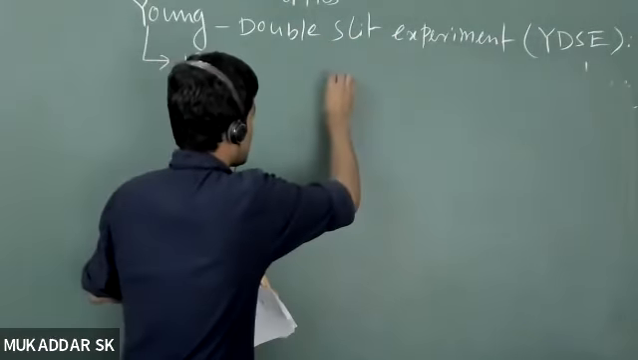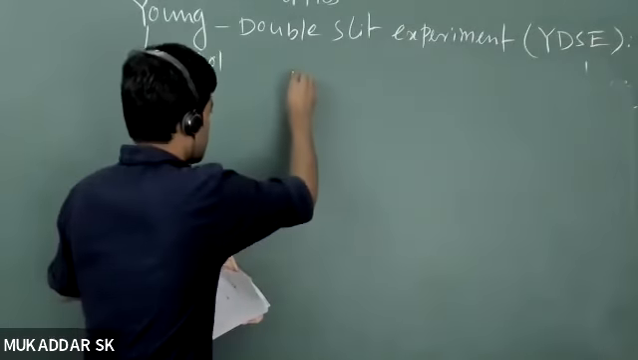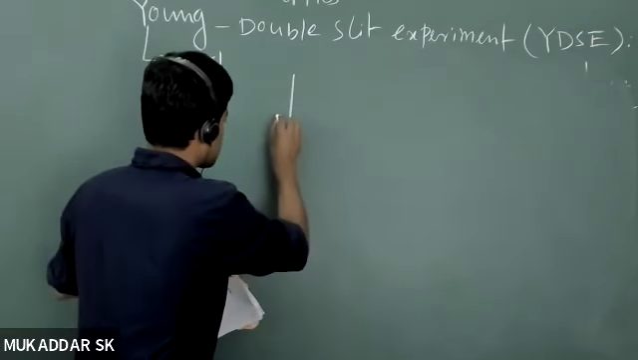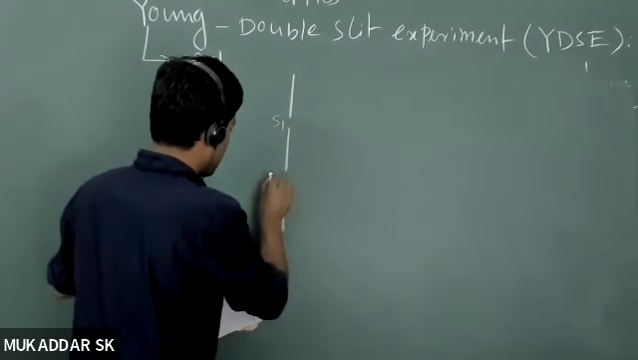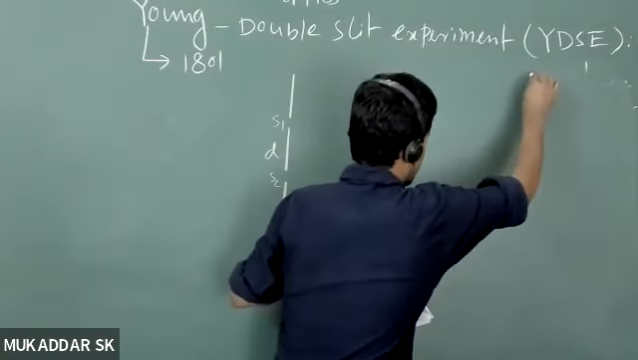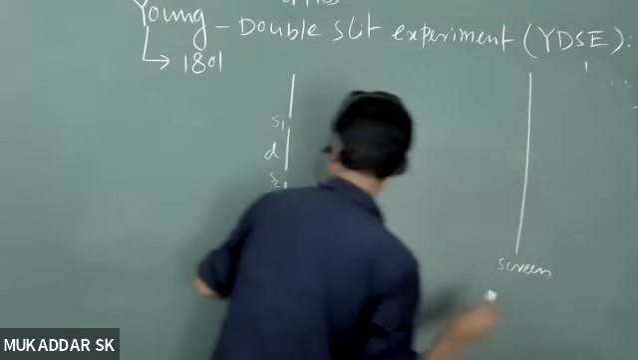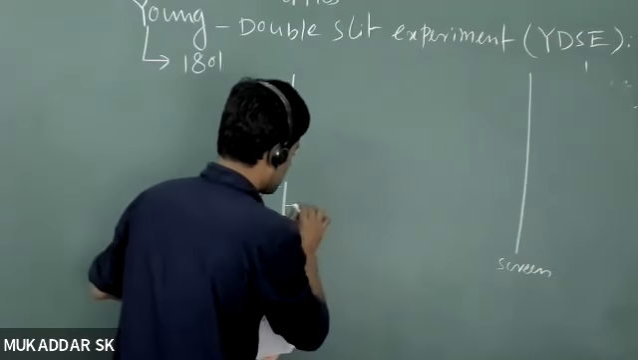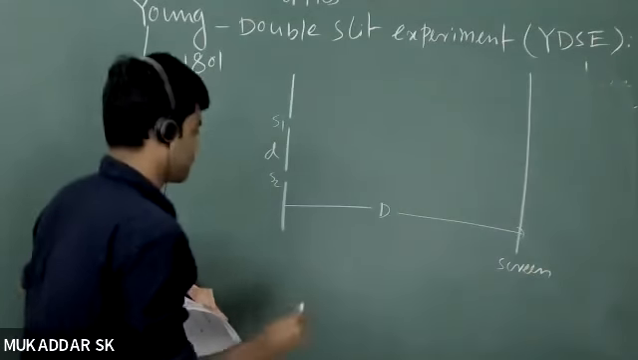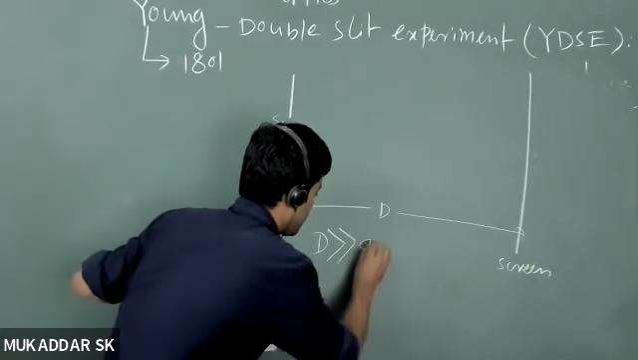Okay, so again, I'm drawing that figure. You have slits S1 and S2, separated by a distance d. You have a screen. The separation between the slits and the screen is capital D, and capital D is much greater than small d.